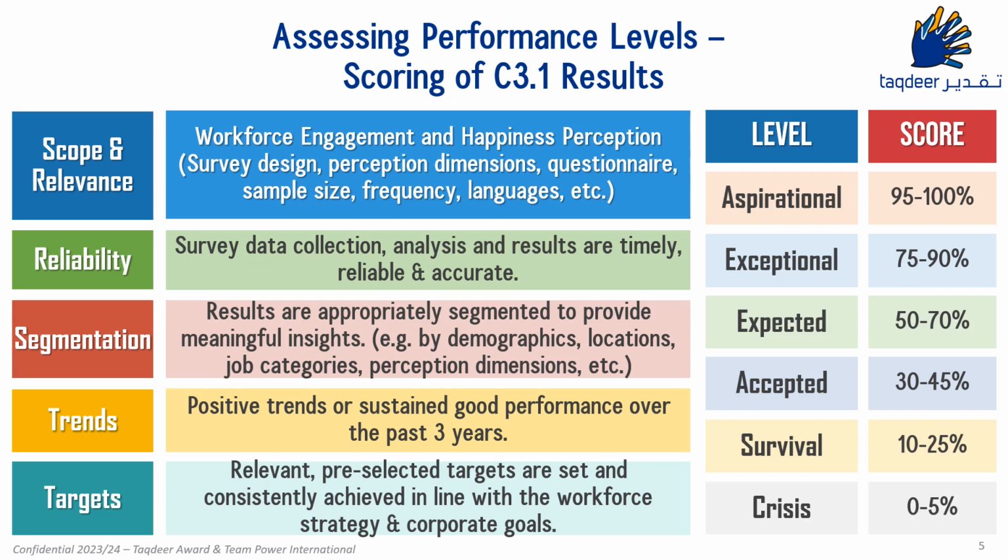The corporate practices and results obtained from perception surveys designed to measure employee satisfaction, motivation, and overall well-being will be assessed using one of the following 6 performance levels: crisis, survival, accepted, expected, exceptional, or aspirational, with the relevant percentage score ranging from 0% to 100% in each of the following 5 key measurement focus areas.